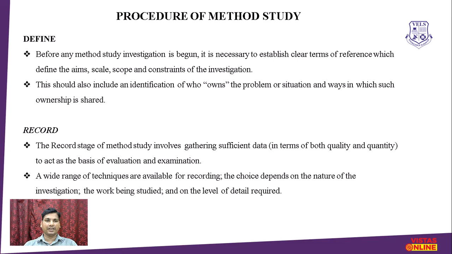Here we need to define. Before any method study, we need to investigate in the beginning. It is necessary to establish clear terms of reference which define the aims, scale, scope, and constraints of the investigation. This should also include an identification of who owns the problems or situations and the ways in which such ownership is shared. Record: the record stage of the method study involves gathering sufficient data.